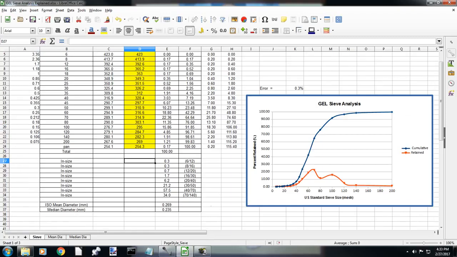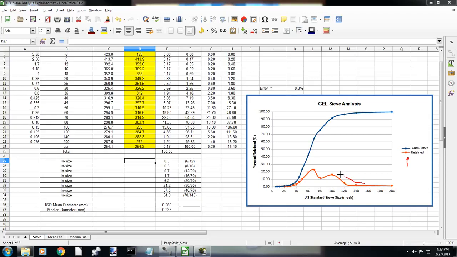Okay, so let's look now at this graph that we produce to show you a graphical version of your sieve analysis. And so the red marker shows the retained. Again, that was whatever sieve we're looking at, how much is retained on it. So for the 60 mesh sieve, it was approximately 20 grams, 18.8 to be exact. And we show that spread here.